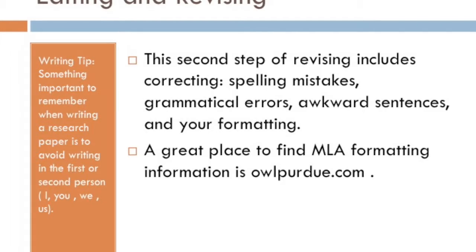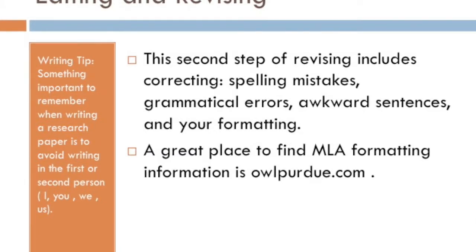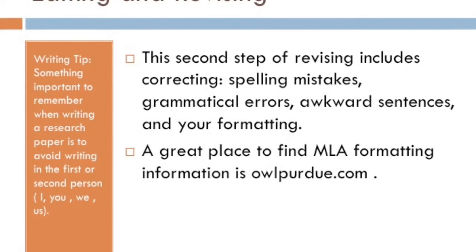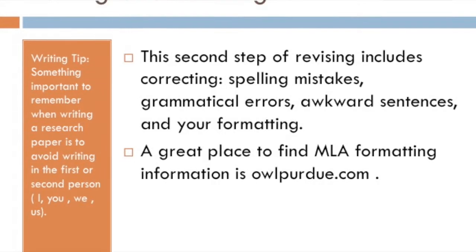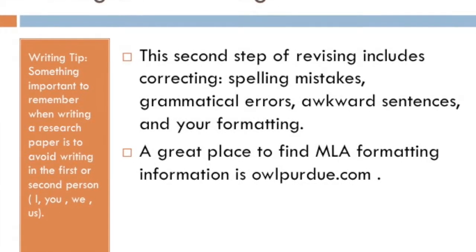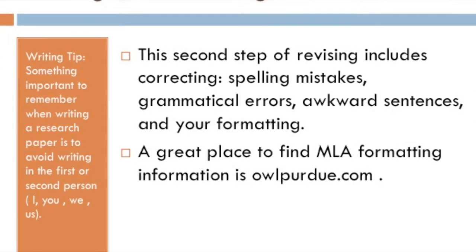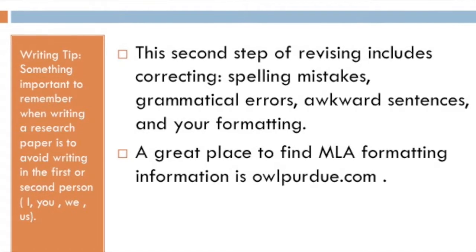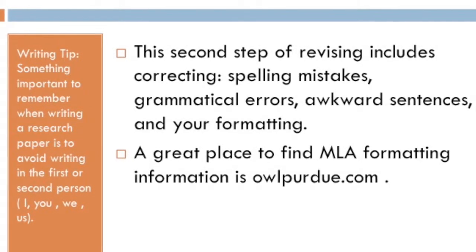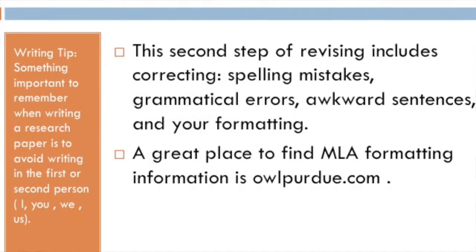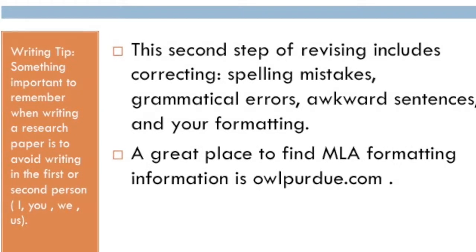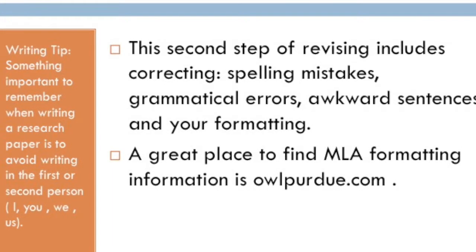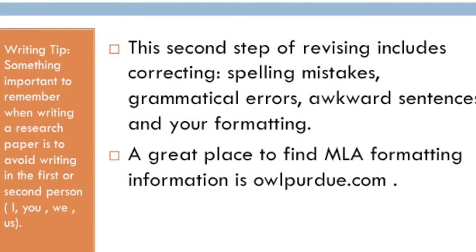The second step of revising your paper includes correcting spelling mistakes, grammatical errors, and awkward sentences, but also your formatting. Something important to remember when writing a research paper is to avoid writing in the first or second person. So avoid using words like I, you, we, us, and write using words like he, she, they. A great place to find MLA formatting information for your paper is Purdue OWL. They have basically all you need to know for that and some extra resources for writing papers.